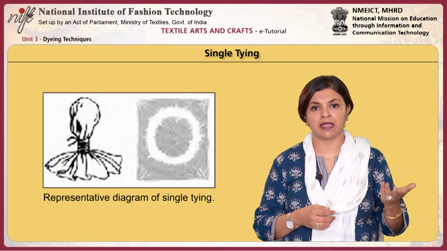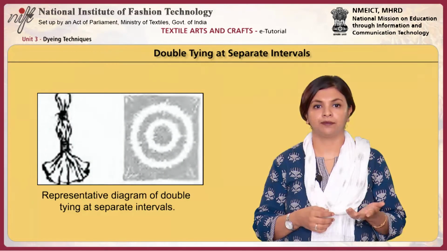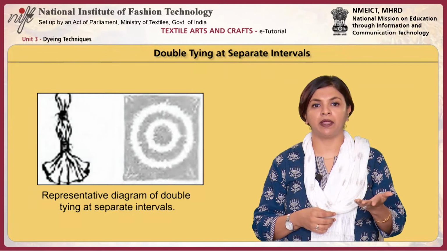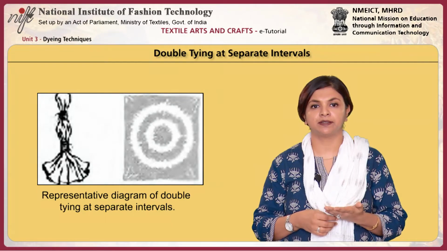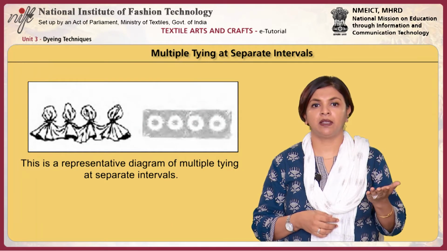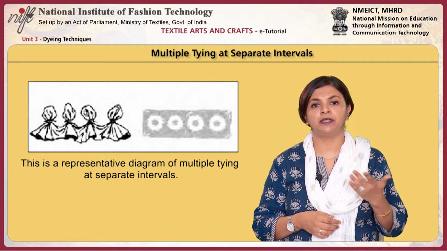This is an example of single tying. This is an example of double tying at separate intervals. This is an example of multiple tying at separate intervals.